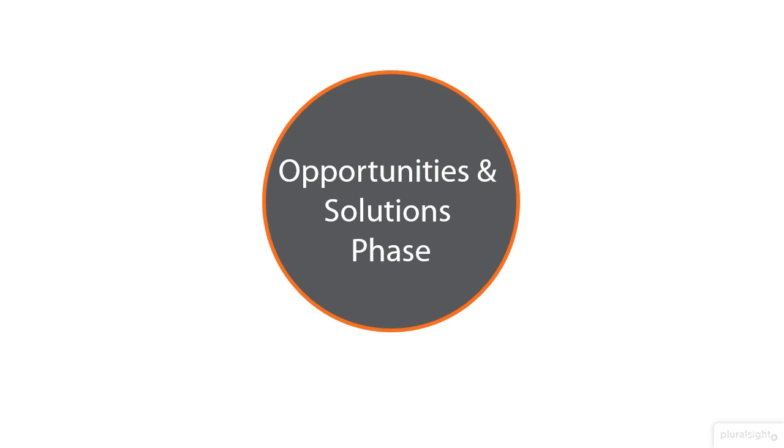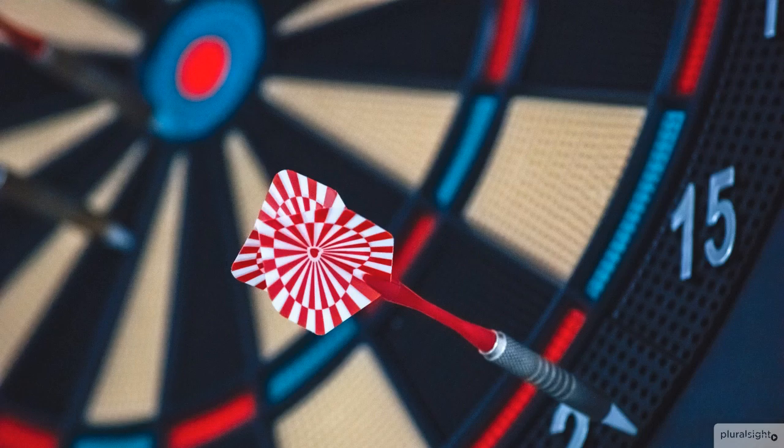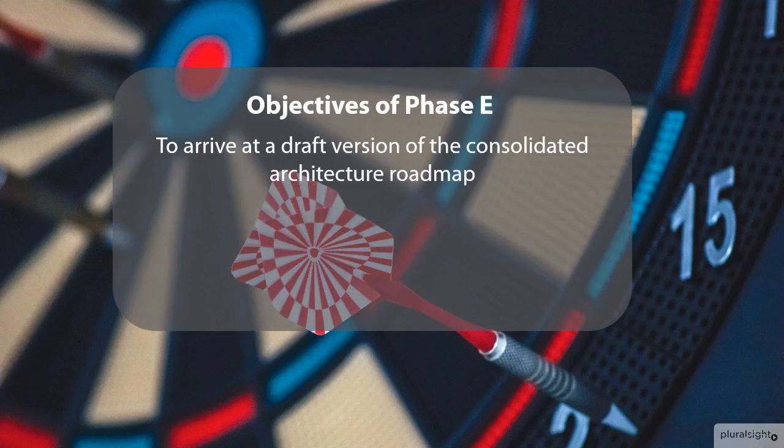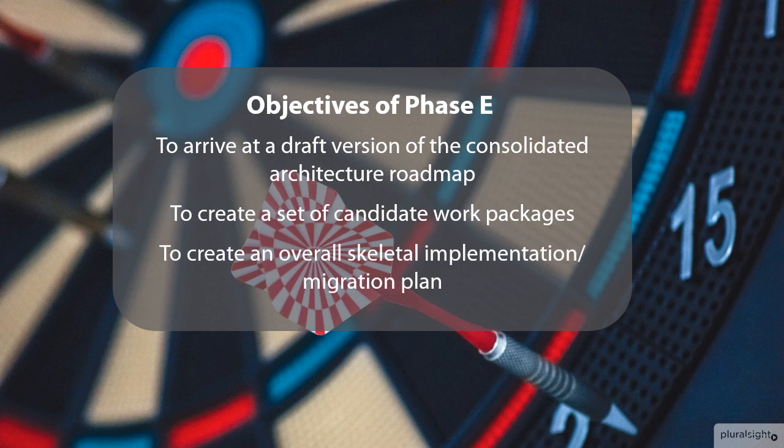The objectives of phase E are, first, to arrive at an initial version of a consolidated architecture roadmap. This is achieved by merging together the outcomes from the analysis done in phases B, C, and D. And then, secondly, to arrive at a set of candidate work packages that can be picked up and delivered by identified enterprise initiatives. And thirdly, to create an outline of the overall implementation and migration plan, which offers a shared understanding of how the architecture will be implemented across the identified initiatives, and what constraints, dependencies, etc.